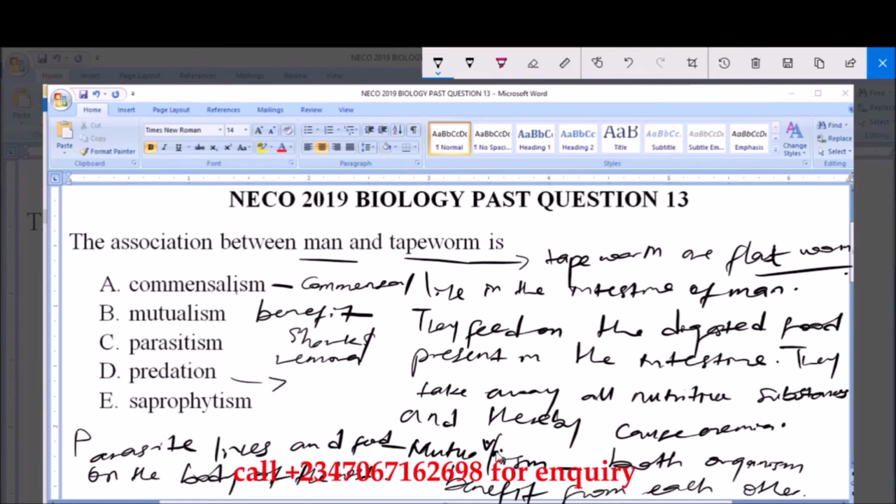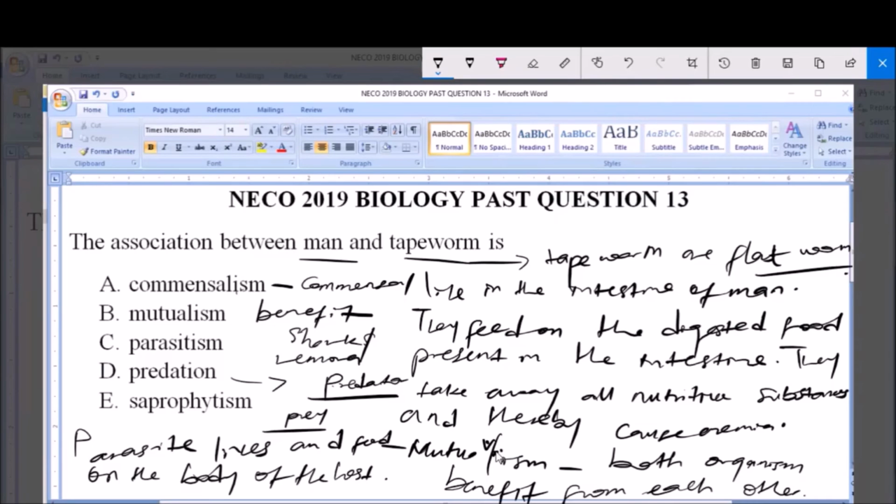In terms of predation, an organism known as the predator hunts the other organism, what we call the prey, for food. An example, you will see that in lion and its prey, like maybe lion and the antelope. Now the lion is the predator because it goes to hunt for its prey, which is the antelope, for food.